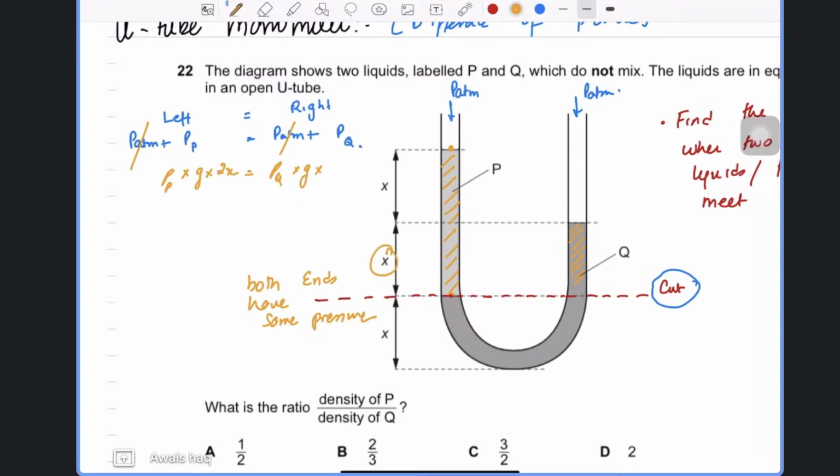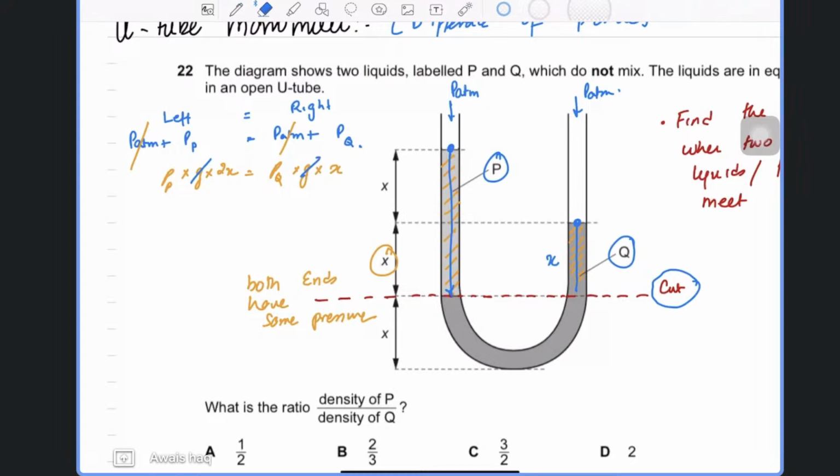So why is 2x not going to be x? Because P starts from here and it ends here, so it is 2x, Ayan. So you always look at from the top. That's what I'm trying to explain to you. All right? And Q starts from here, ends here, so it is just x. So I wrote x. So G and G is going to cancel out.